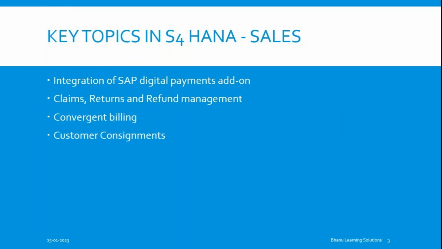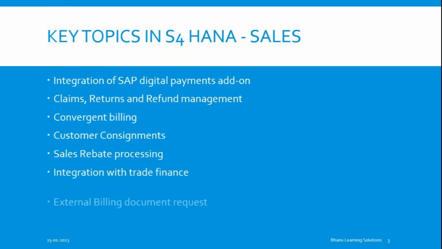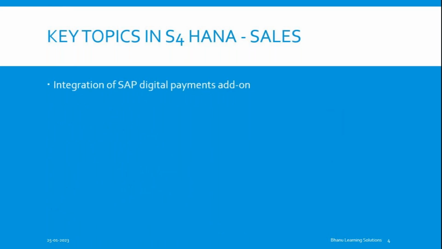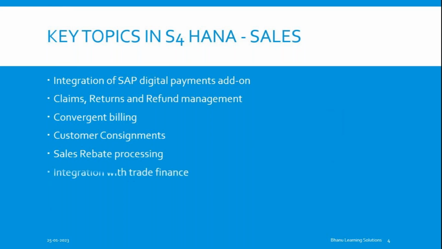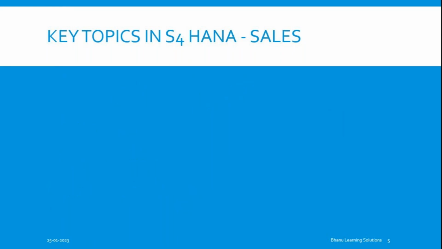Earlier, we had the forwarding agent concept for consignment sales in ECC. In S4 HANA, we have customer consignments as additional functionality. Similarly, sales rebate processing is nothing but settlement management in S4 HANA. So a lot of new topics have come up. In addition to traditional ECC, we will be learning all these concepts, and by the end of the course, you should be able to comfortably answer questions related to all these new functionalities in S4 HANA.